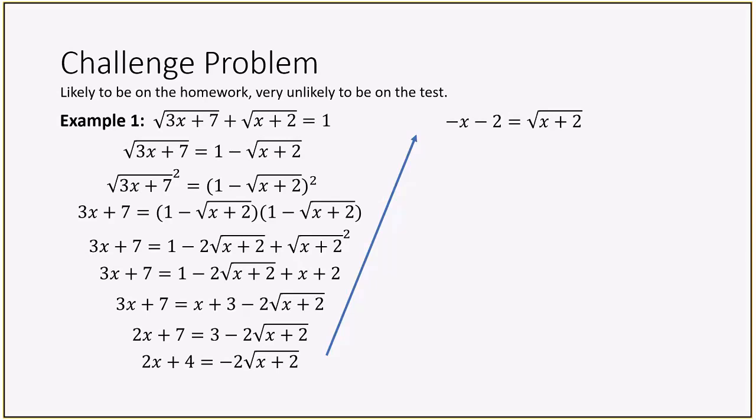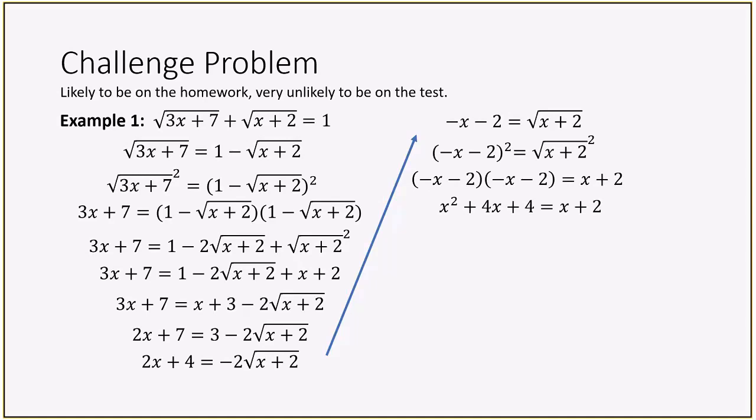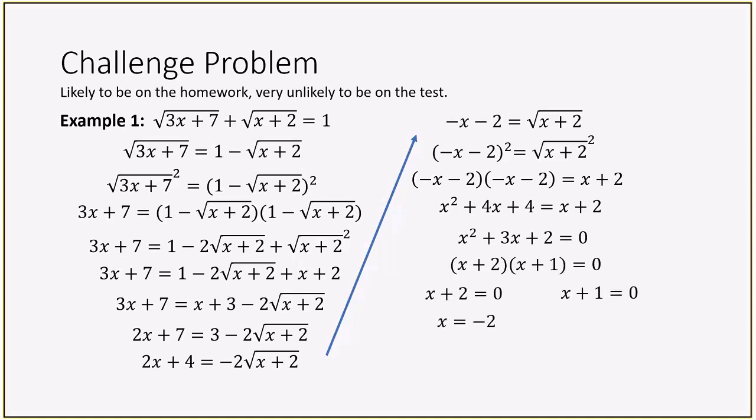Well, again, I'm going to square both sides. So if I FOIL out my left side, I'll have x squared plus 4x plus 4 is equal to x plus 2. I subtract the x plus 2 over, I factor, I get x is equal to -2 and x is equal to -1.